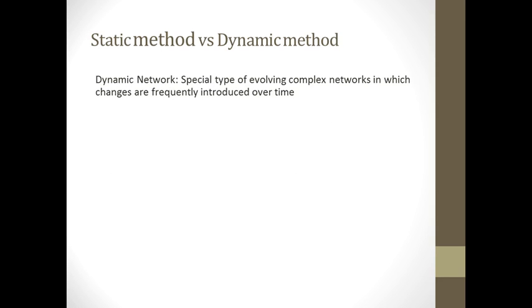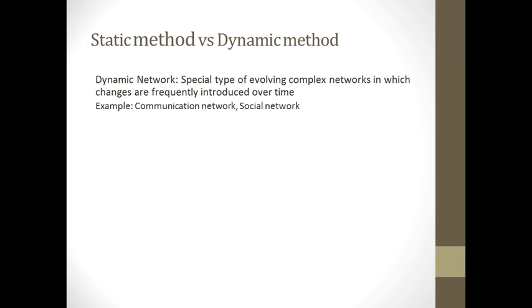There are many static and dynamic methods for community detection, but basically a dynamic network is a special network where the network properties keep changing over time. That is, new nodes keep getting added, and new edges are formed, or maybe edges and nodes might be removed. Some examples of dynamic networks are communication networks or social networks.